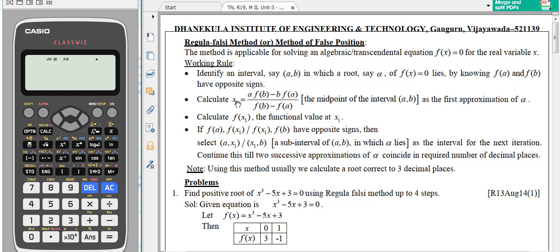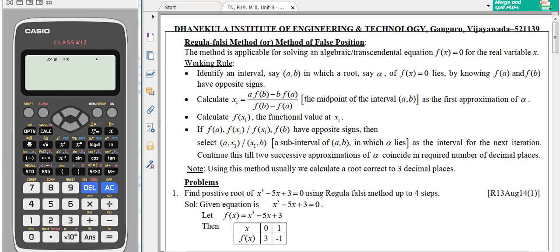By calculating this x1 using this formula, we go for calculating the f value at x1, which is f(x1), and by having this f(x1) value, we compare it with f(a) and f(b) to know whether f(a) and f(x1) have opposite signs or f(x1) and f(b) have opposite signs. If f(a) and f(x1) have opposite signs, then the subinterval (a, x1) consists of the root, otherwise the subinterval (x1, b) consists of the root.